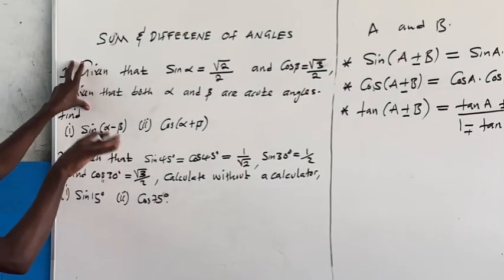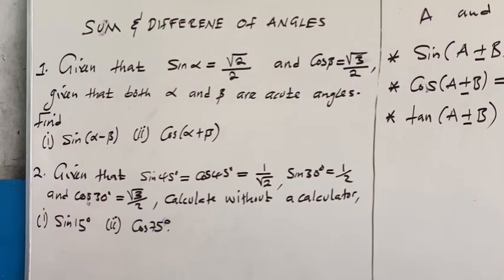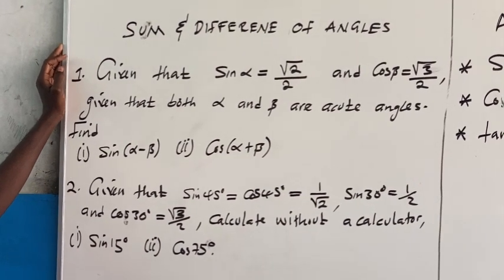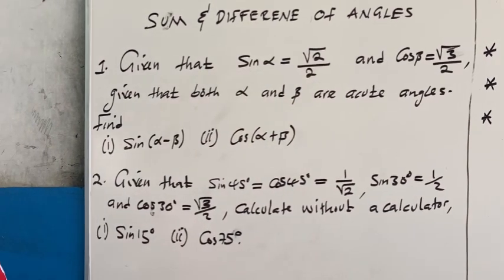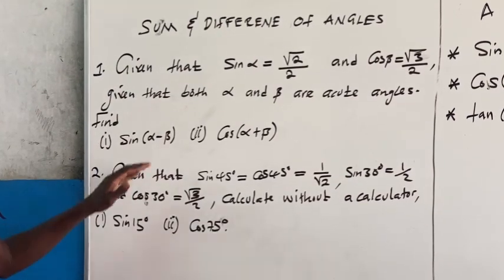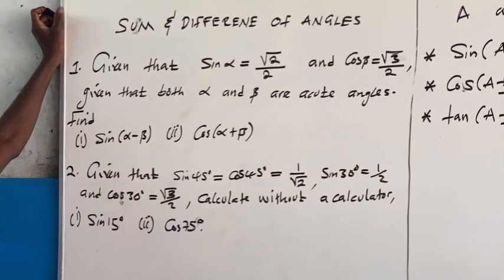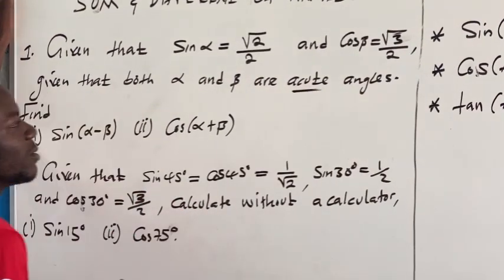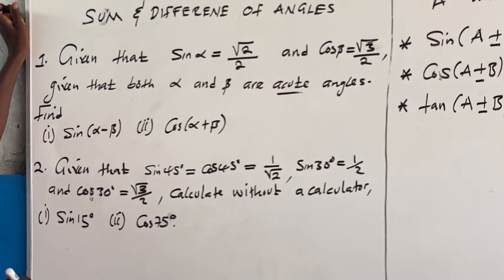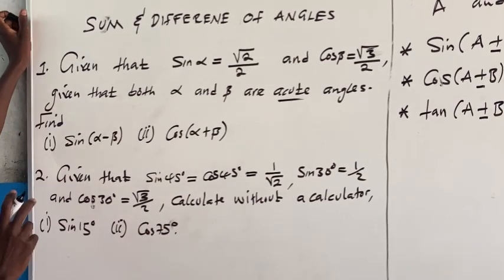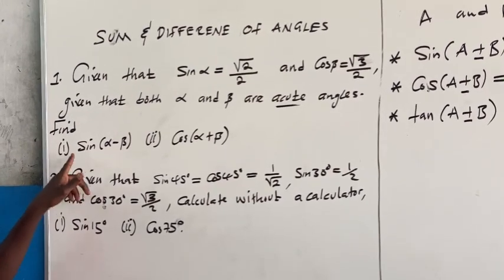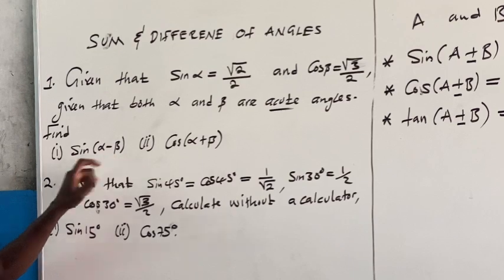If you don't know those equations, it will be difficult for you to answer these types of questions. So now, in this question, we are given that sine alpha, this is an angle, is square root of 2 over 2, and cos beta is square root of 3 over 2. Given that both are acute angles, which is a very important condition, it means both alpha and beta are lying in the first quadrant. Or in short, these are angles between 0 and 90.